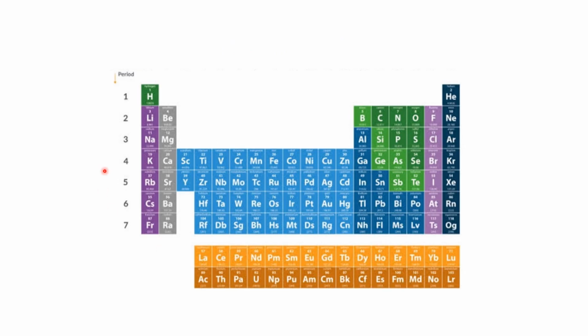So here you can see there are 7 periods. The first has just 2 elements, next we have 8 elements, the third also has 8, and from the fourth we start getting transition elements. In periods 6 and 7, lanthanides are added, and in the 7th we have the actinide series.